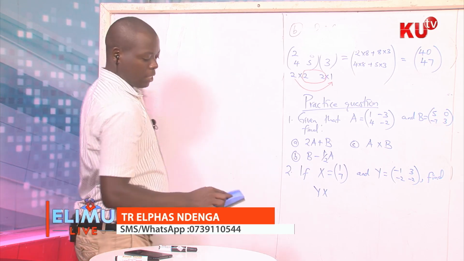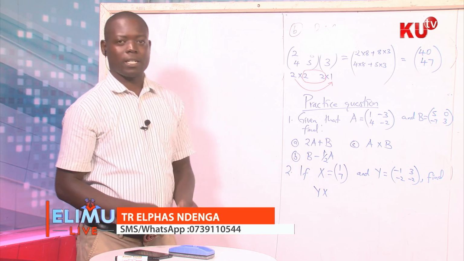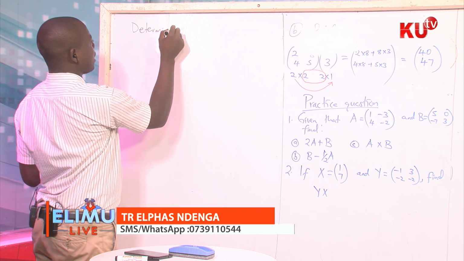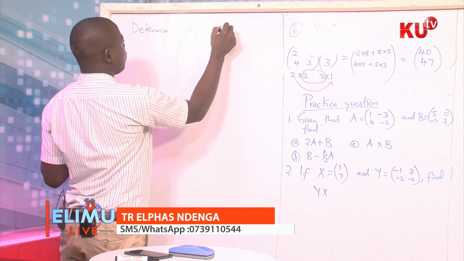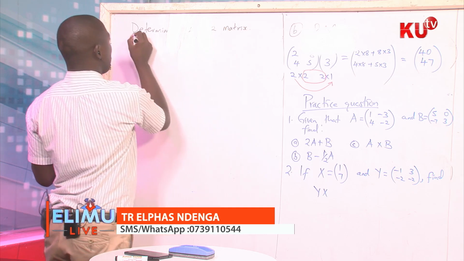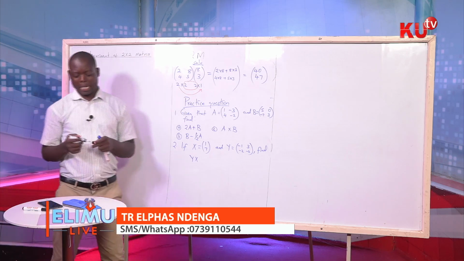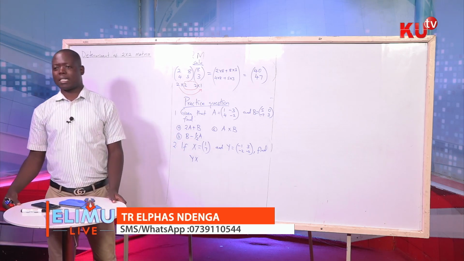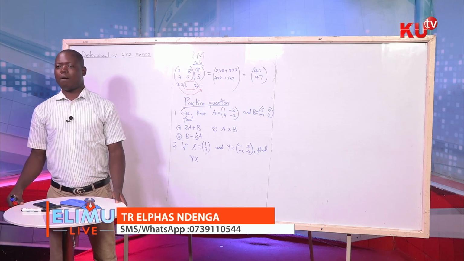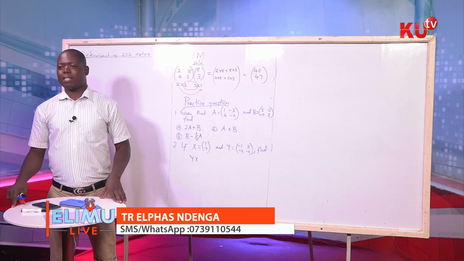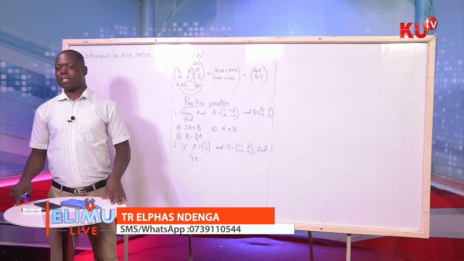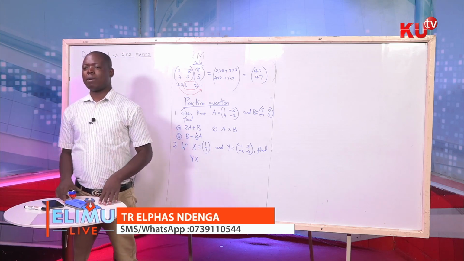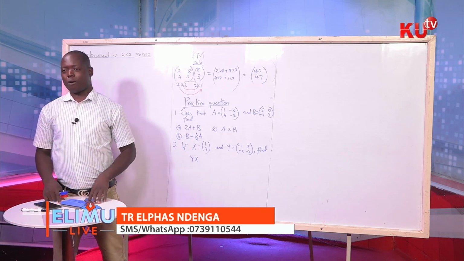Before we conclude, students, we will need to look at the last aspect that we highlighted, which is the determinant of a 2 by 2 matrix. Who will try to explain what is the determinant of a matrix? Yes, the determinant of a matrix is the difference in the product of elements in the leading diagonal and the product of elements in the other diagonal.